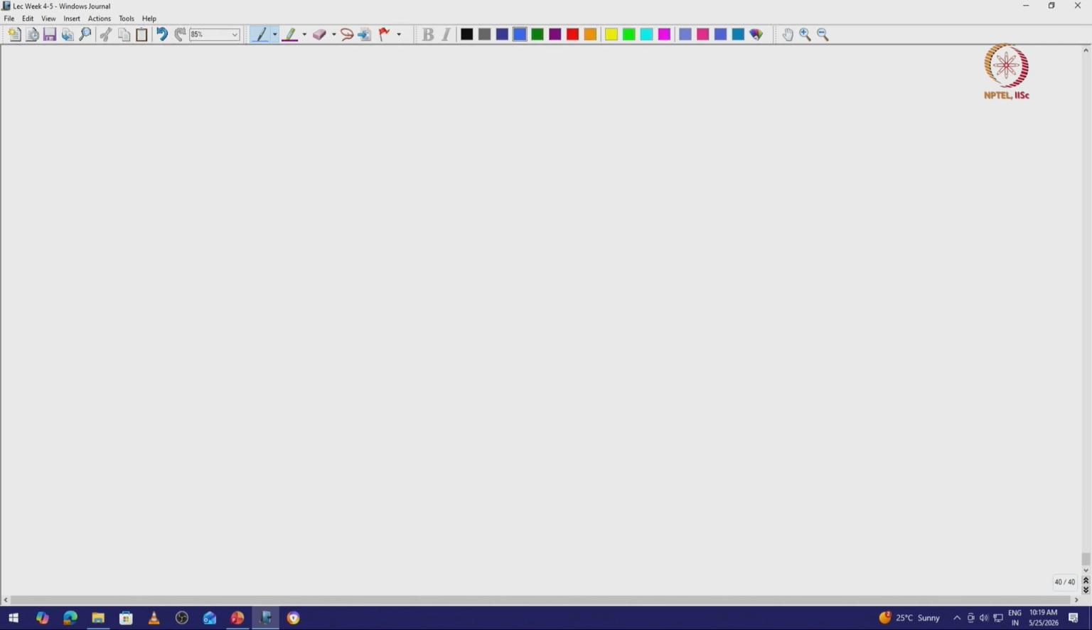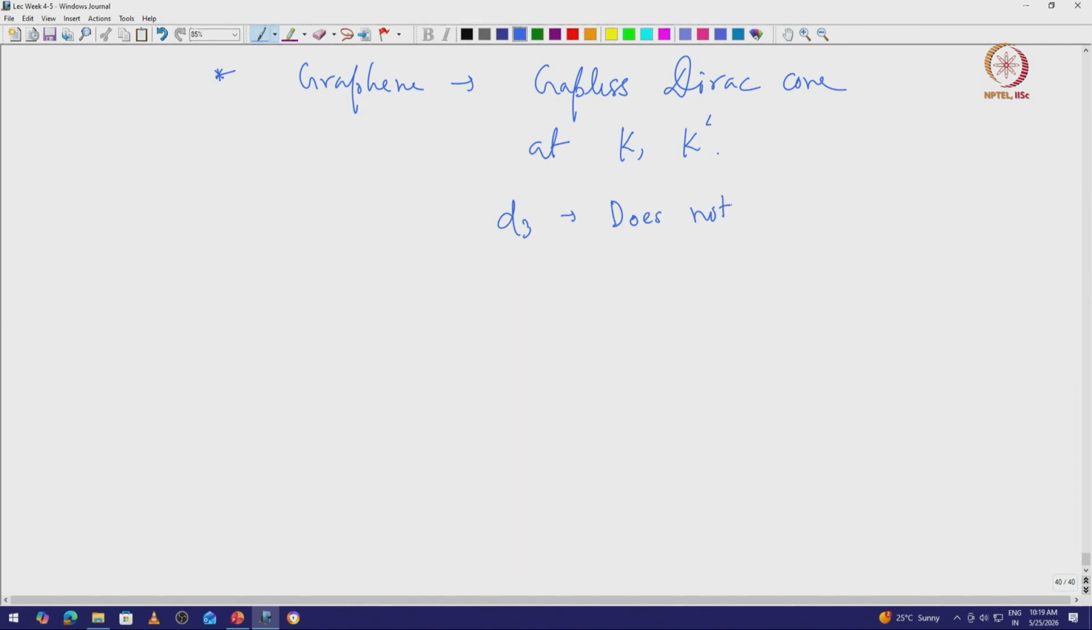So, this existing graphene lies at a topological phase. So, graphene gives a gapless Dirac cone at k and k prime. D3 does not exist actually. It is actually prohibited by symmetry, which we will talk about later. So, it is 0.